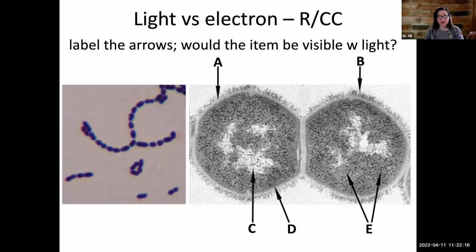And when this technology was developed, it was amazing. So here's what you can see for 200 years or 400 years with a light microscope. This is a streptococcus, basically. And this is what you can see when you use an electron microscope to visualize the same cell type. We can see all kinds of things.